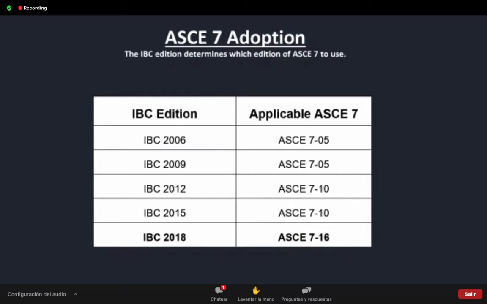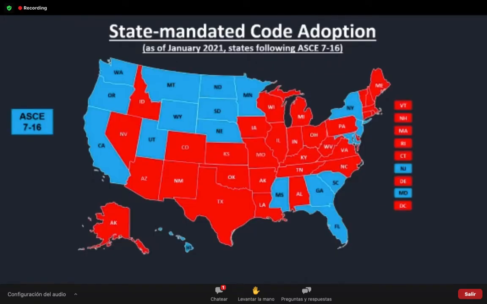Now, the states that have adopted it already are the states with the blue. So as you can see here in the blue, you have the Southeast, you have South Carolina, Georgia, Florida, Mississippi. You have some in the mountain states and the Pacific West. You also have in the Northeast, New York, New Jersey, and Maryland. So these are the states that have adopted ASCE 7-16 already.